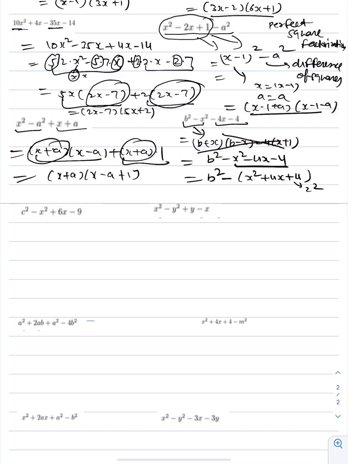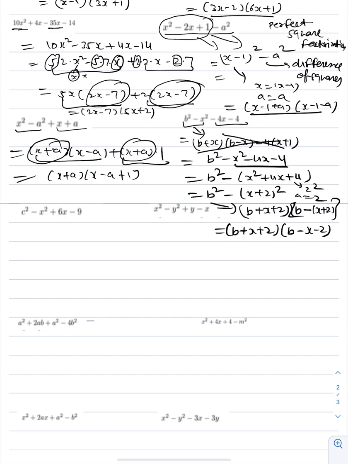This is 2 squared. So a is 2. So you get b squared minus x plus 2 whole squared. Now you will use the difference of squares. So in this case, b plus x plus 2, and then you have b minus, and then there is another bracket here, x plus 2. So when you open it, b plus x plus 2 will remain the same, b minus x minus 2. So be careful here because you have a negative outside. When you open the bracket, it will change the signs in this case.